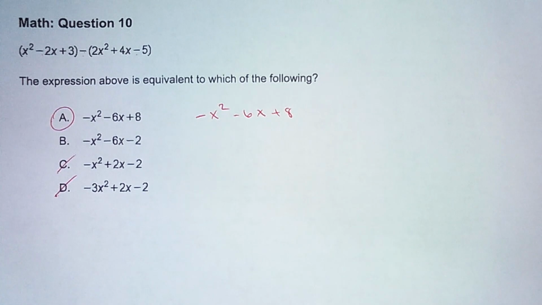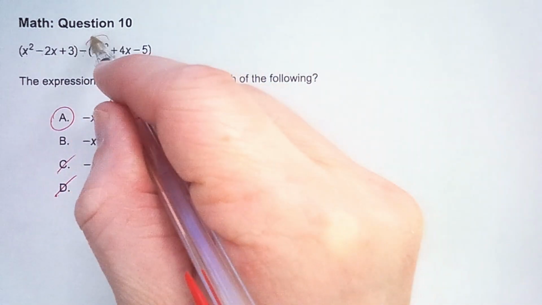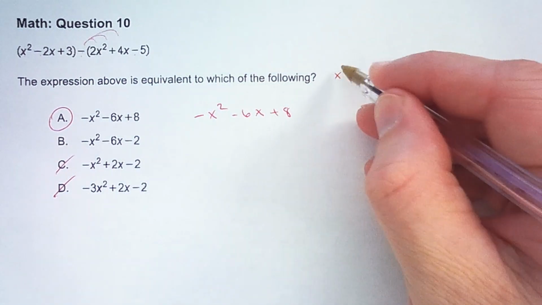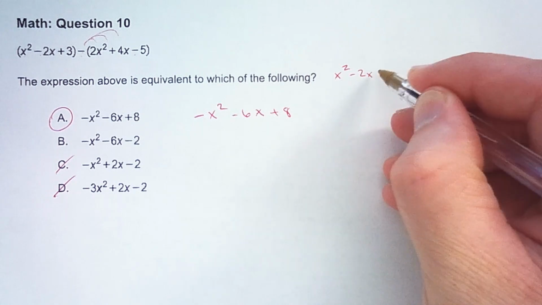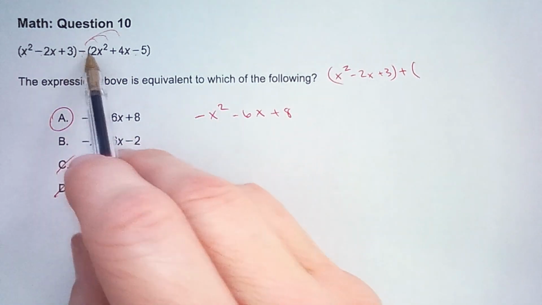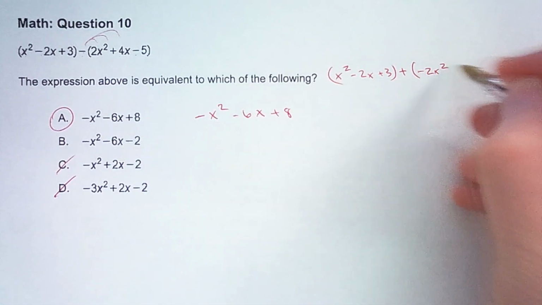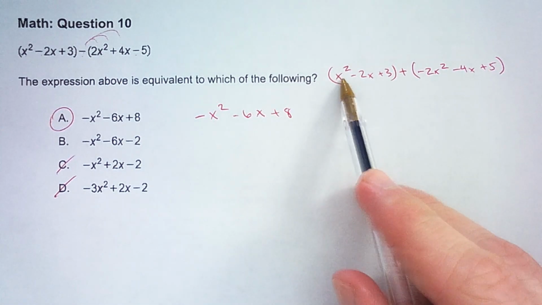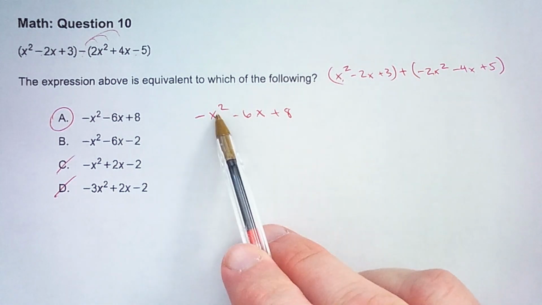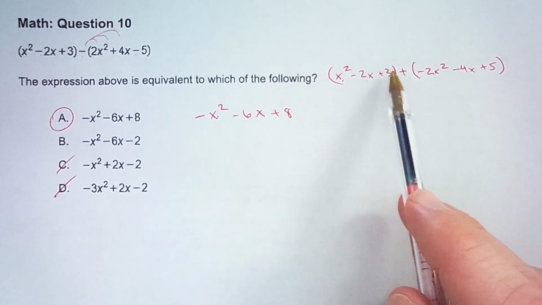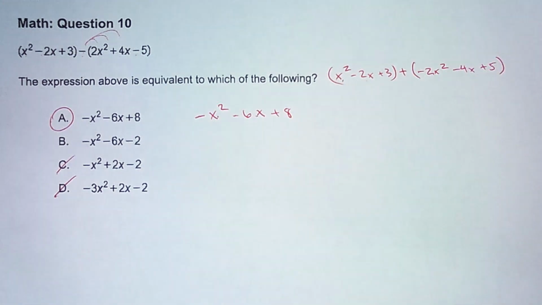So it's option A. Okay, now another way that I can think about this is distributing that negative, so I can change it to a plus. So then I would have x squared minus 2x plus 3 plus, and now I distribute that negative. Negative 2x squared minus 4x plus 5, x squared plus negative 2x squared, negative 2x plus negative 4x, and 3 plus 5.